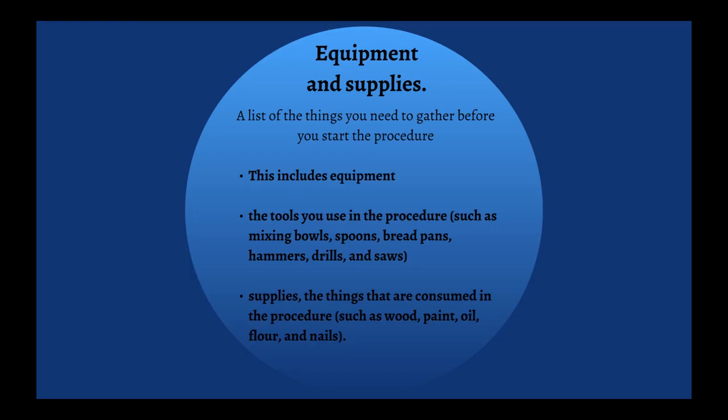It might include supplies that you might need, things that are consumed in the procedure. For example, if you're making a cabinet, you're going to use wood. You might use some paint or oil. If you're baking a cake, you might use some flour or oil. And of course, if you're doing woodwork, you'd use some nails. So that's another section that you should include in your instructional manual.